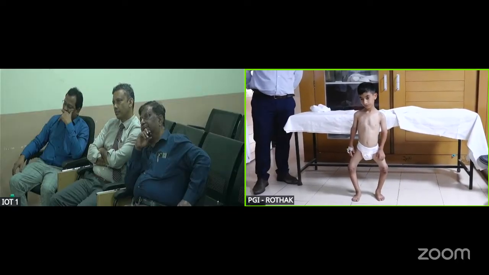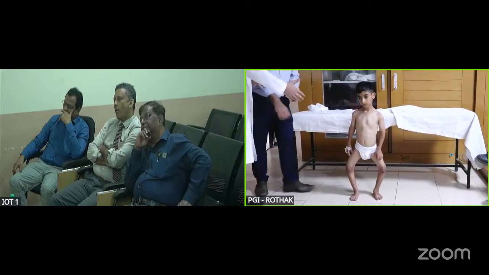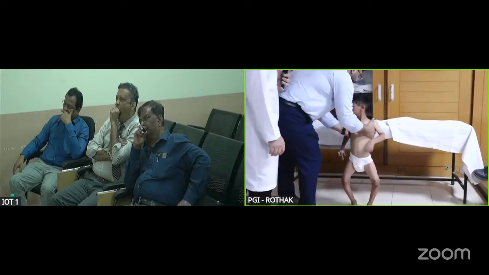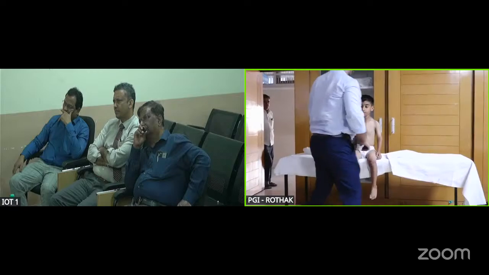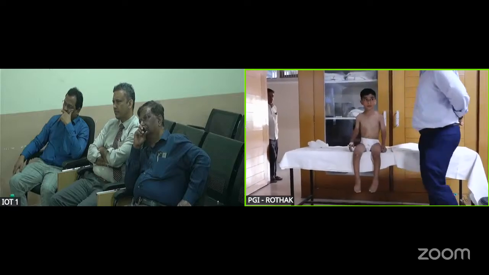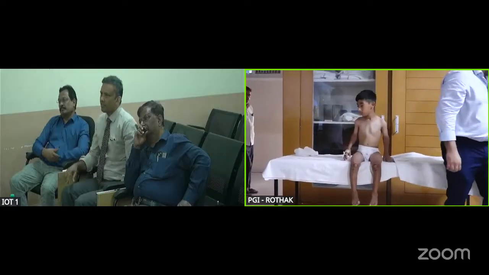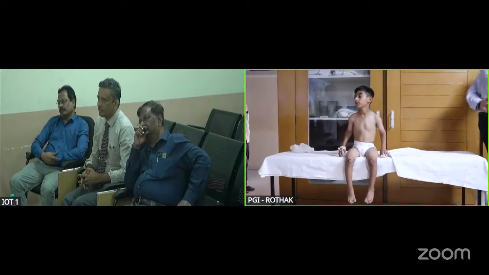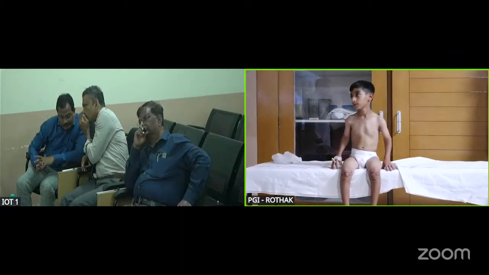Sir, on movement, there is fixed flexion. It is normal in the other joints. In such a case, you must examine each and every joint, at least broadly. Yes, sir. Sir, there is fixed flexion deformity at the bilateral hip joint, sir.